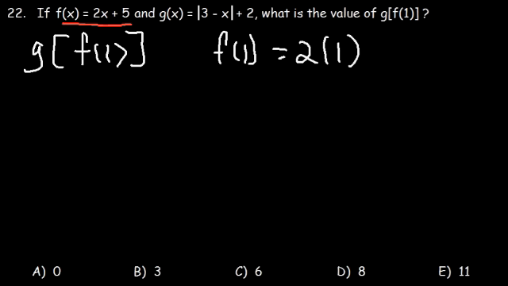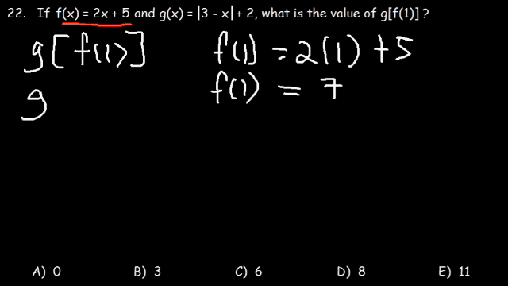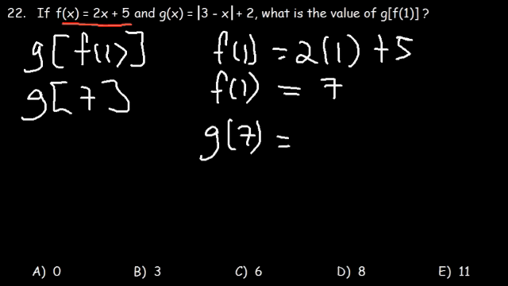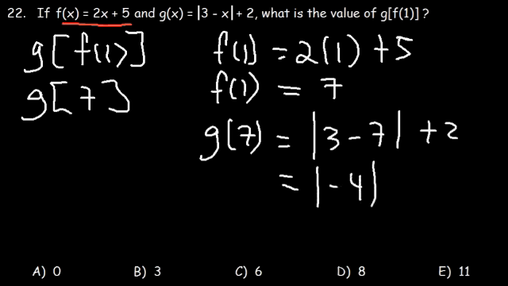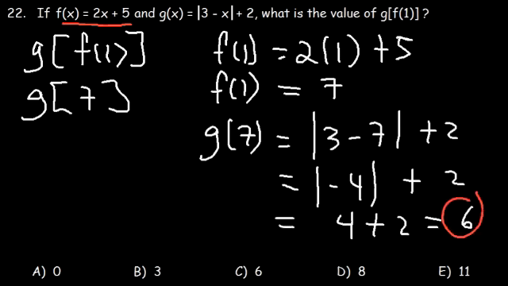So 2 times 1 plus 5 is equal to 2 plus 5, which is 7. So therefore, f of 1 is equal to 7, which means that we can replace f of 1 with 7. So we're looking for g of 7 at this point. So g of 7 is equal to the absolute value of 3 minus 7, plus 2. 3 minus 7 is equal to negative 4. And the absolute value of negative 4 is positive 4. So 4 plus 2 is 6. So therefore, g of f of 1 is equivalent to 6, so C is the right answer for this problem.